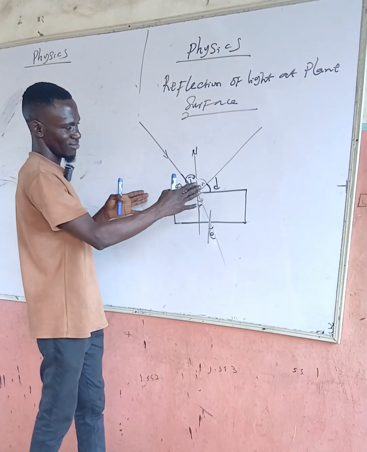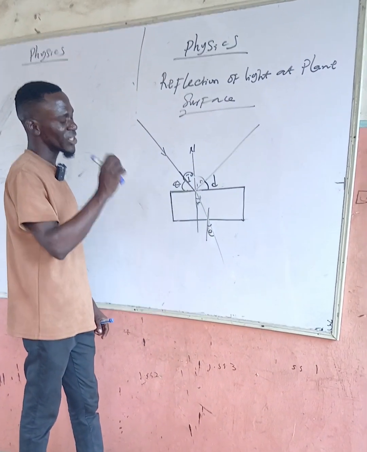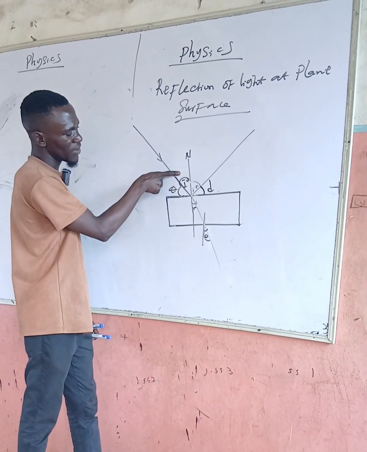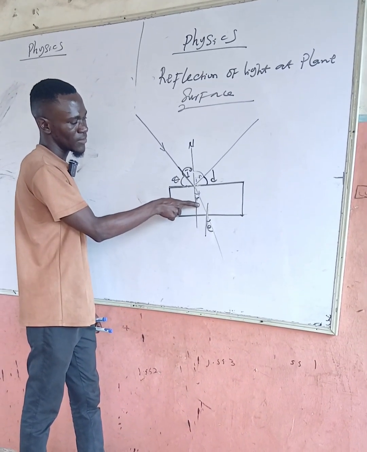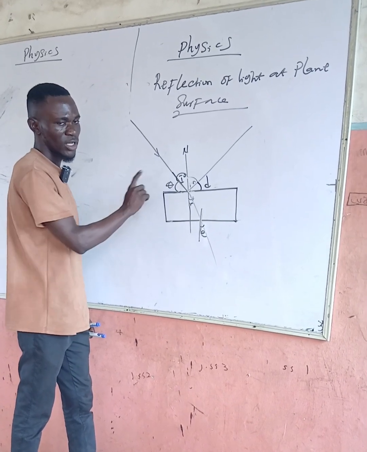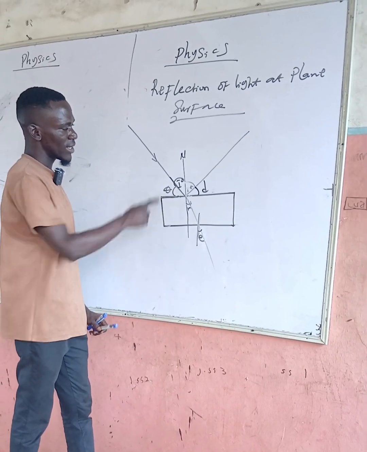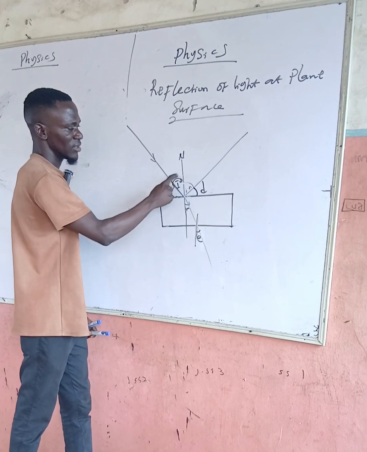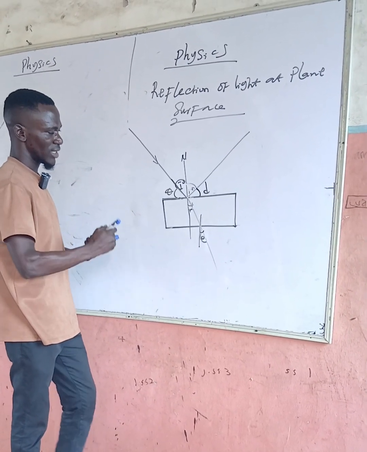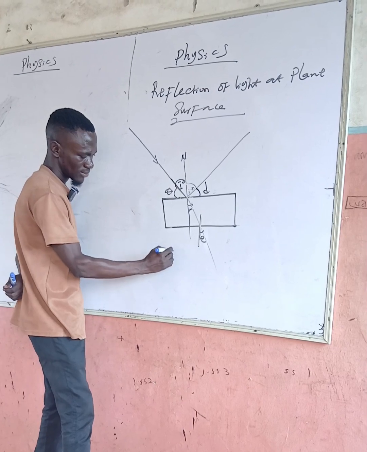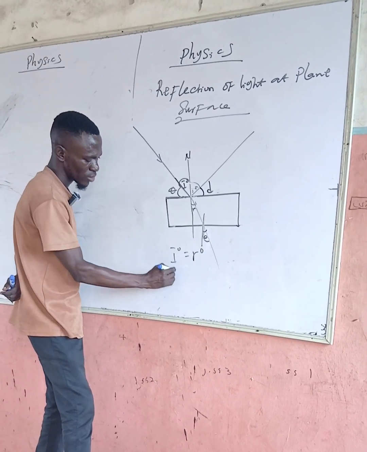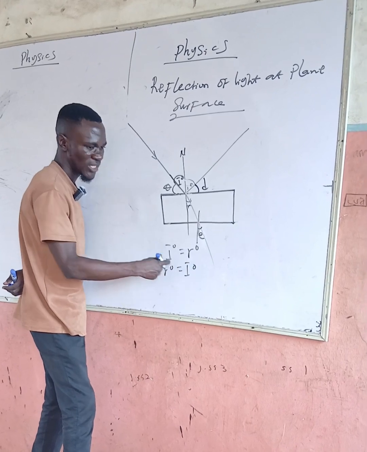On this rectangular prism, we always take note of two things: the angle of incidence and the angle of refraction will not be the same. If you have the answer as the same, it means that your answer is totally wrong. But the angle of incidence and the angle of reflection are going to be the same, because according to the law of reflection, the angle of incidence equals the angle of reflection, and vice versa.